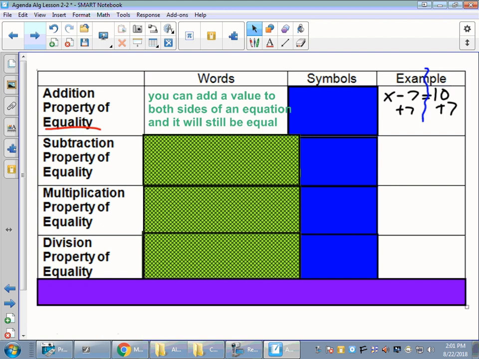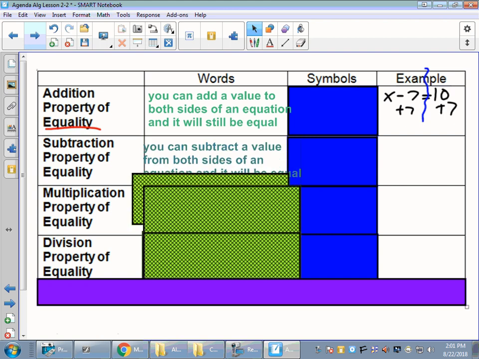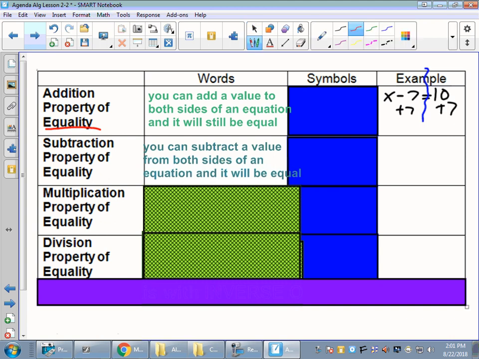The next one, subtraction property of equality. Basically the same thing, but we're just using subtraction instead. You can subtract a value from both sides of an equation, and it will stay equal. An example of that, and let's use another variable, b: b plus 9 equals 2. b plus 9 equals 2.